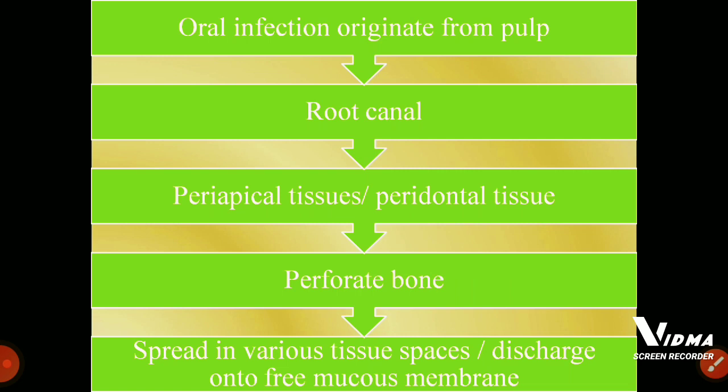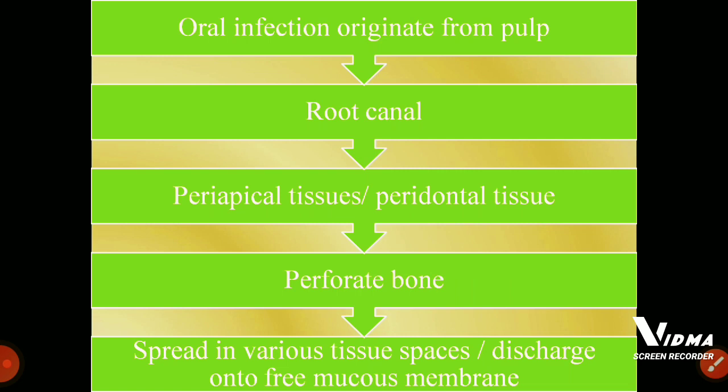Oral infection originates from the pulp, which means the first infection happens in the pulp, then it reaches the root canal, then after getting inside the root canal it goes to the periapical tissue, the tissues on both sides of the tooth, then the perforated bone. As we know, after the periodontal tissues and ligaments we have our alveolar bone, so the infection reaches up to the perforated bone area, then spreads into various tissue spaces. It also reaches into the mucous membrane.